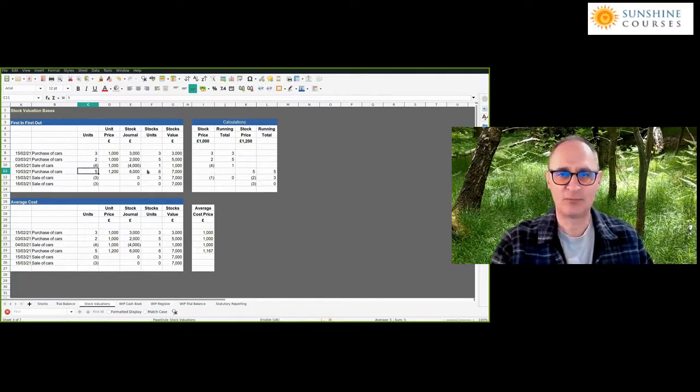So one thing we know, if we use our running total, is our total stock units. We've got 6 items in stock. It's now cost us £7,000. 1 of them at £1,000, 5 of them at £1,200. And when you add those all together, that's £7,000. The question I have for you is, on the 15th of March, we sell 3 cars. What's the cost of what we sold when what we bought has mixed pricing?